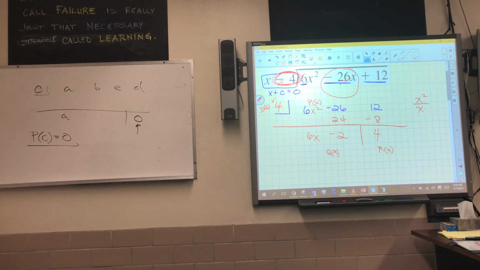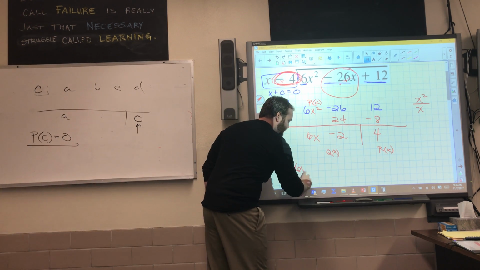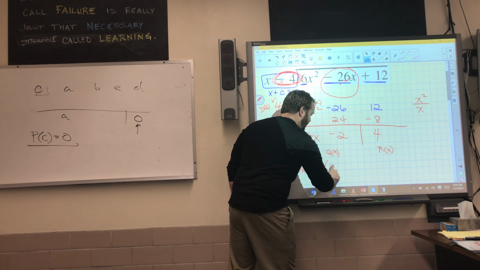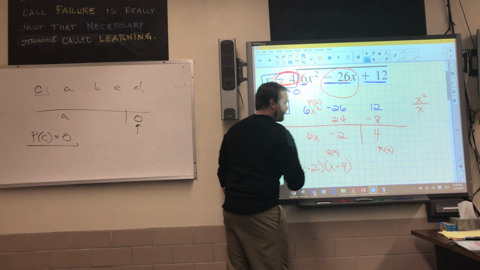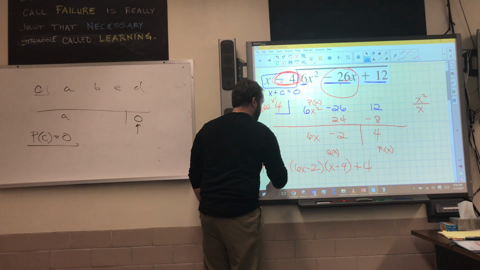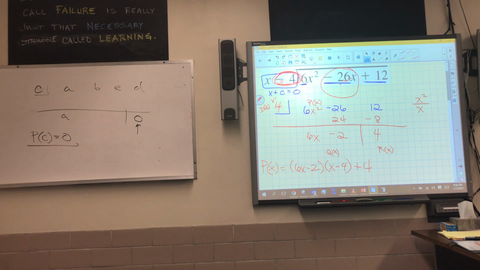Okay? So what I end up with here is the exact same results. I get 6x minus 2 as my quotient. My divisor was x minus 4, and my remainder now is 4. And that is my dividend. If I multiply that out and add my 4, that is my dividend that I started with. Okay? But that process is a little bit easier, isn't it? A little bit quicker.